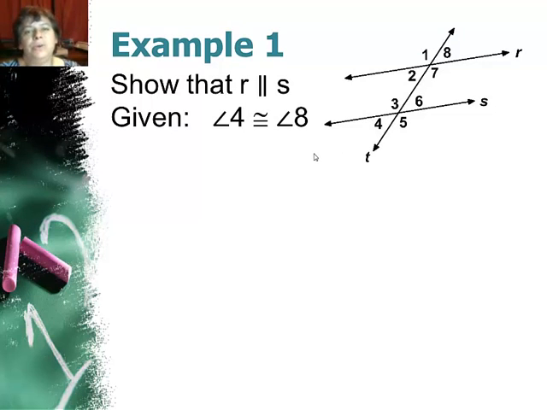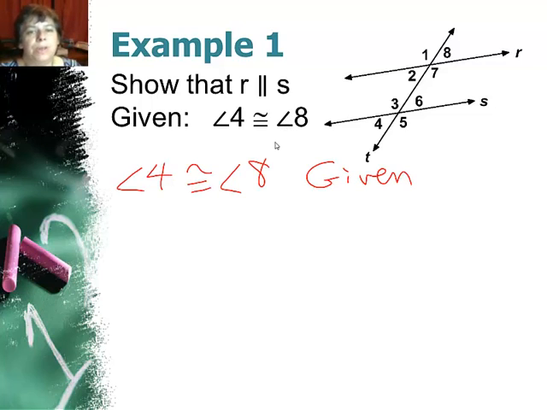So let's do a very quick and short example. I want to show that R is parallel to S, given that angle 4 and angle 8 are congruent. When you have a given in a proof, that is assumed to be true. So the first thing you normally do is write down the givens. Angle 4 is congruent to angle 8, and that is true because it's given.